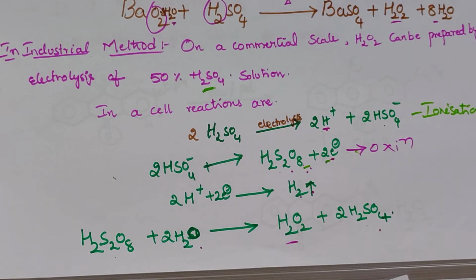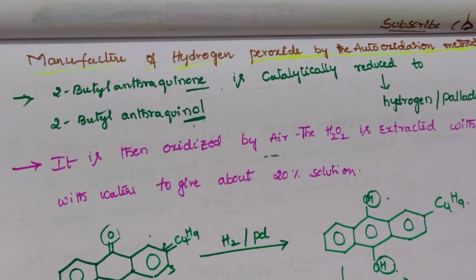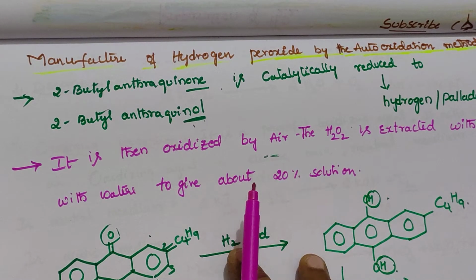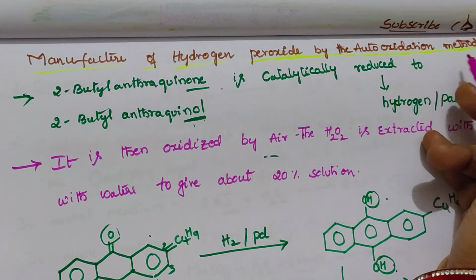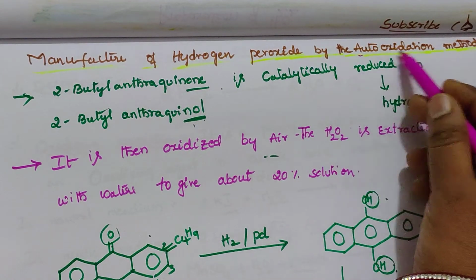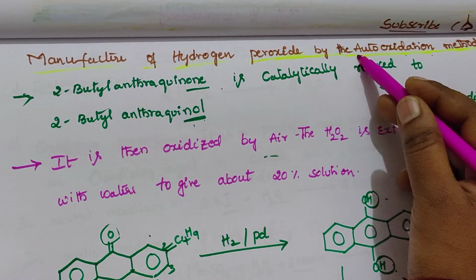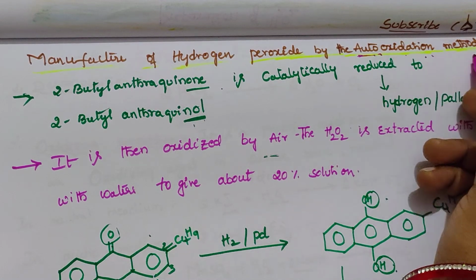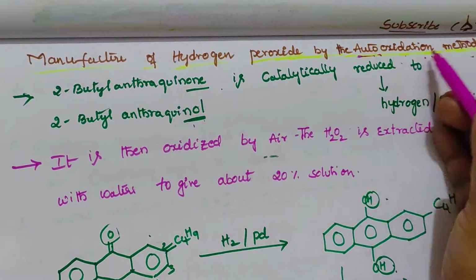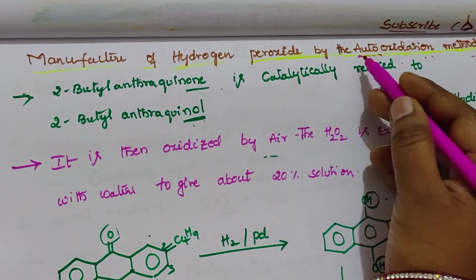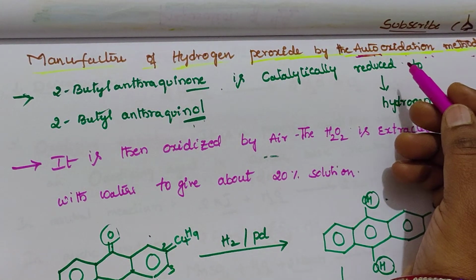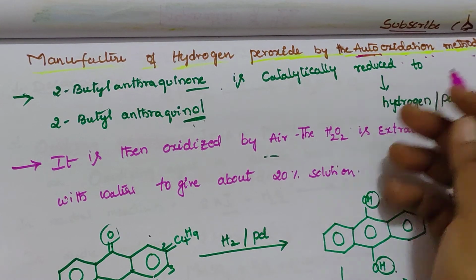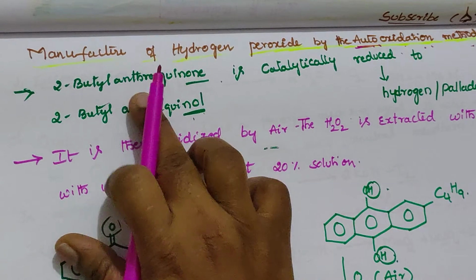And the next one is the auto-oxidation method to prepare hydrogen peroxide. Next is the manufacture of hydrogen peroxide by the auto-oxidation method. Auto means same, undergoing oxidation by itself. We take 2-butyl anthraquinone.